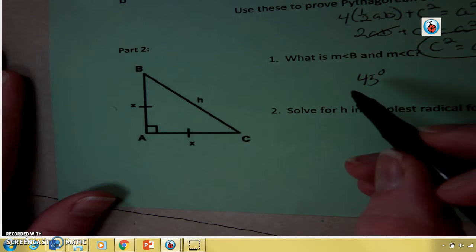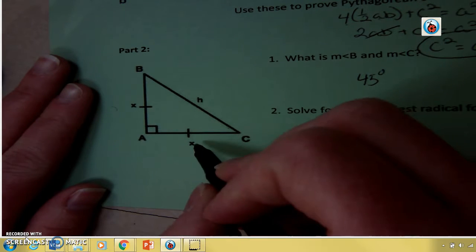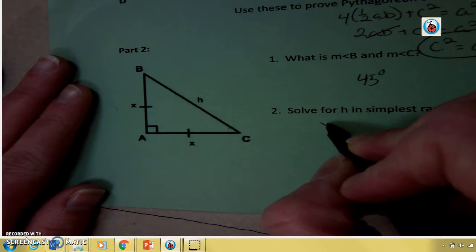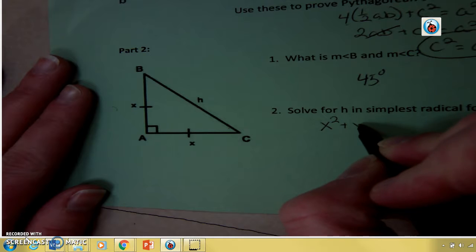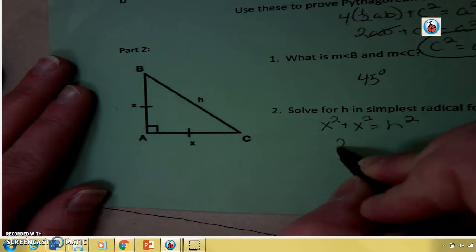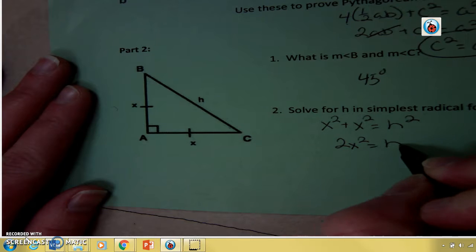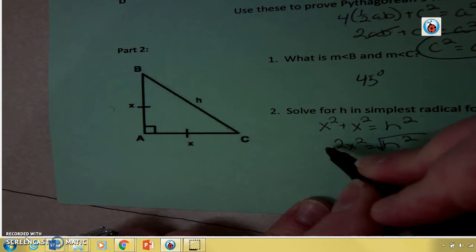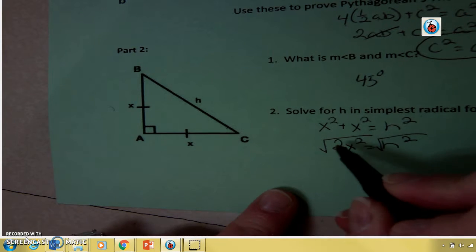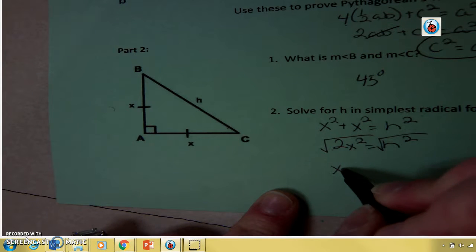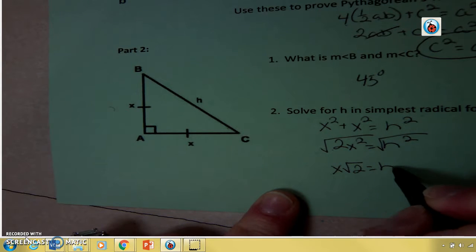It says find h in the simplest radical form. So if I use Pythagorean's theorem, which again is a squared plus b squared equals c squared, I have x squared plus x squared equals h squared. Well, that's the same as 2x squared equals h squared. I'm trying to solve for h, so I have to square root both sides. I don't know the square root of 2 because it's irrational, but I know that the square root of x squared is x. So x square root of 2 is h.